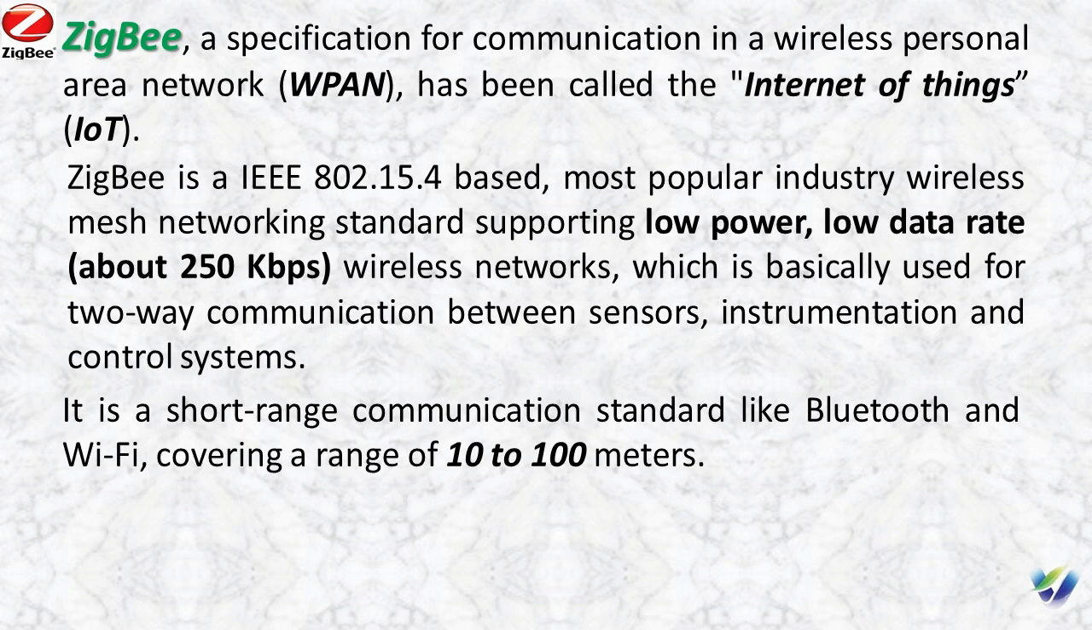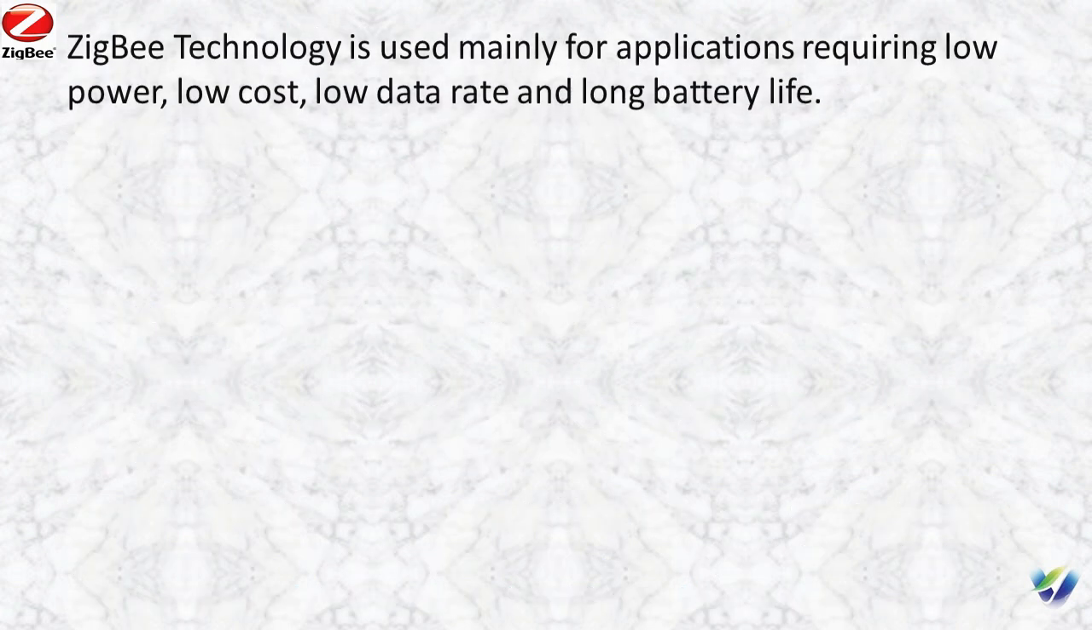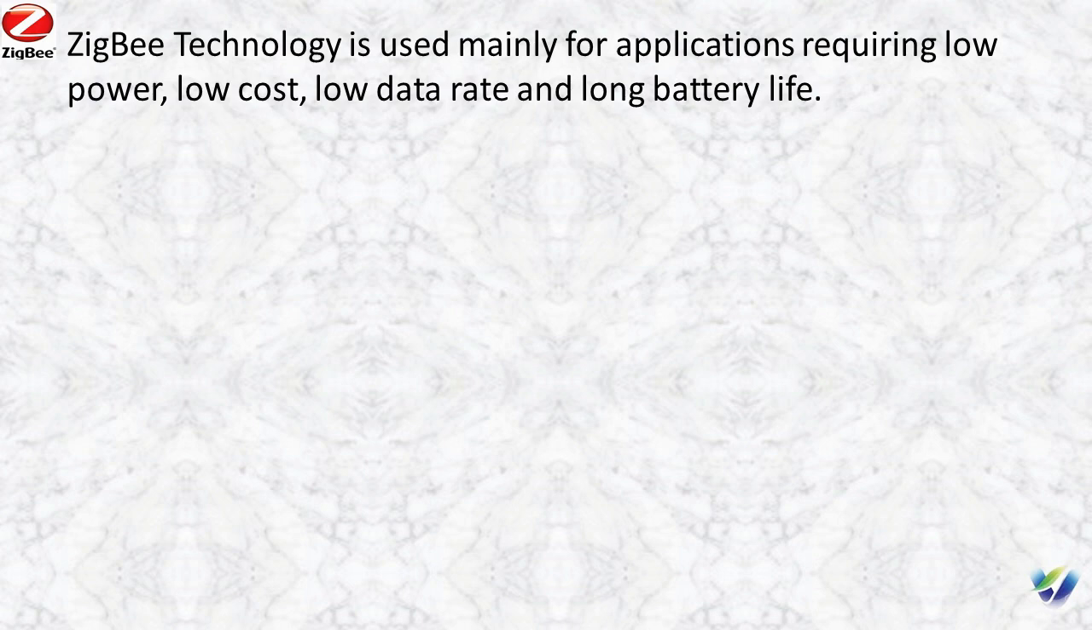ZigBee is a short-range communication standard like Bluetooth and Wi-Fi, covering a range of 10 to 100 meters. The operating frequencies are 868 MHz, 902 to 928 MHz and 2.4 GHz. 2.4 GHz is a global band. ISM band 2.4 to 2.5 GHz is globally accepted. ZigBee technology is used mainly for applications requiring low power, low cost, low data rate and long battery life.